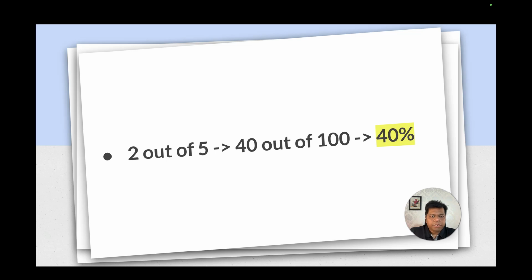To do that, we need to stretch 5 to a 100 scale. To do that, we need to multiply 5 with 20. Then it will become 100. Similarly, we also need to multiply 2 with 20. Then it will become 40. So 2 out of 5 can be represented as 40%.